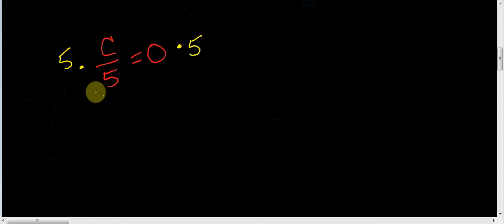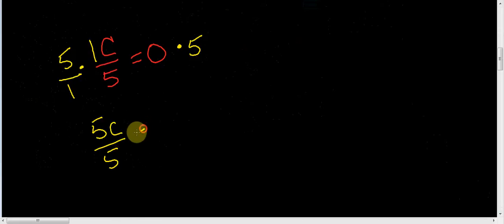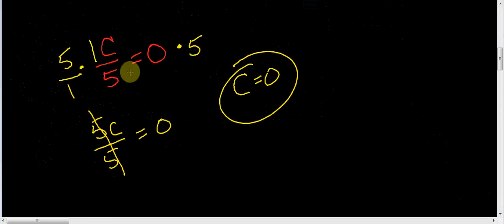Alright, let's do a third problem here. This time we have c divided by 5 is equal to 0, and since I'm dividing by 5, I do the opposite, which is multiplying by 5. Can make this 5 over 1 if I want, times 1c over 5, which gives me 5c over 5 equals 0 times 5 is 0. Those 5's cancel each other out, and I'm left with c is equal to 0.